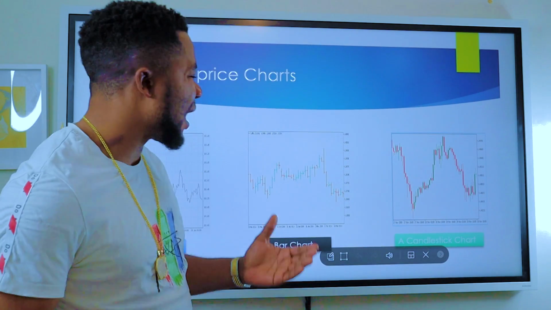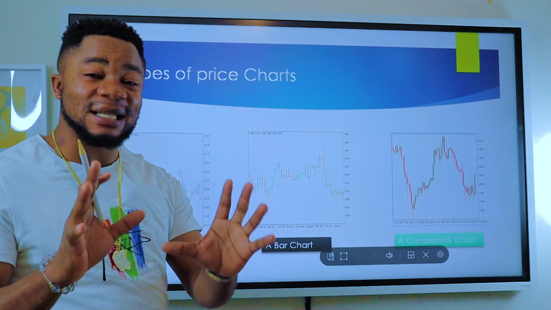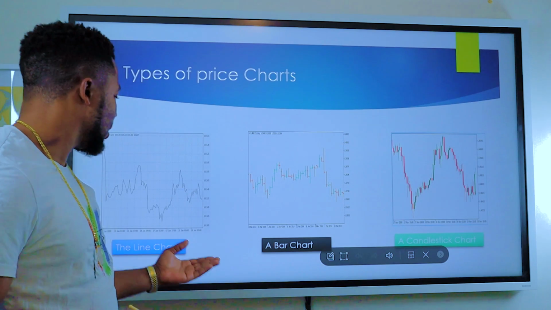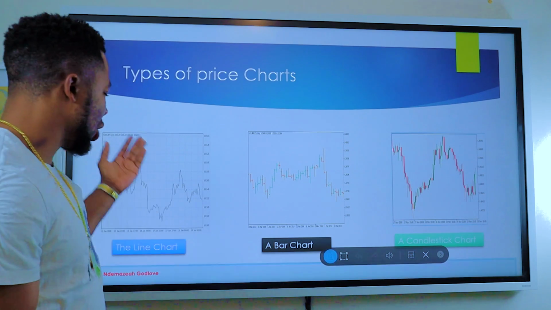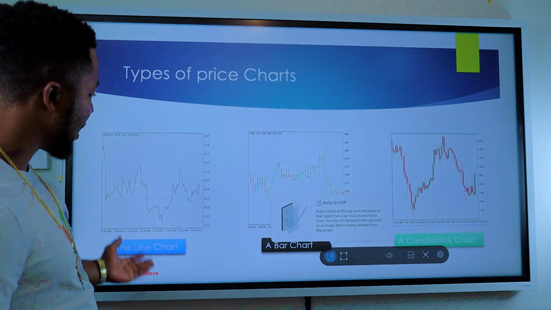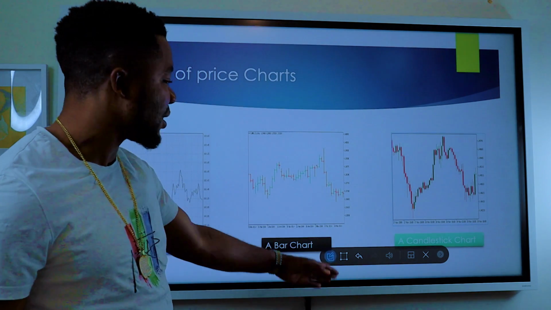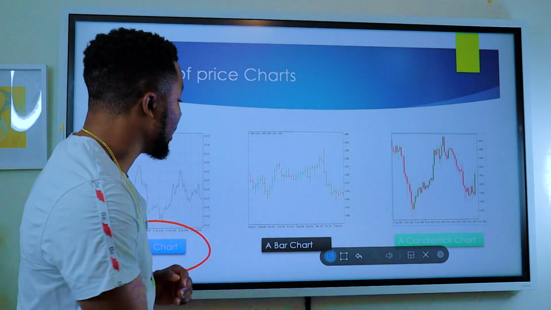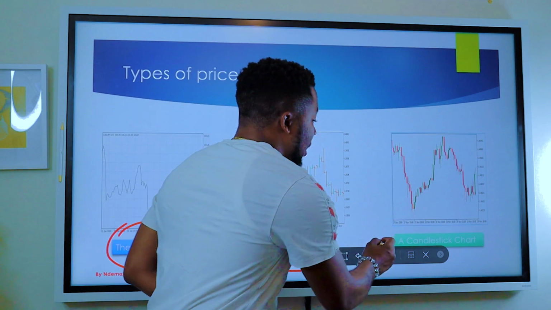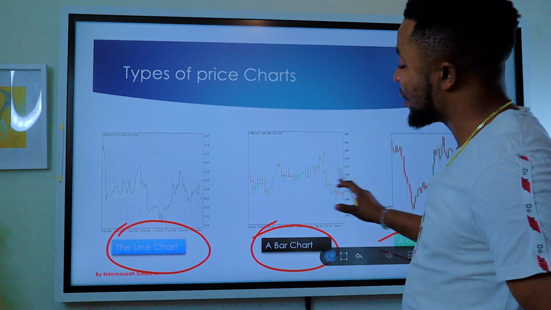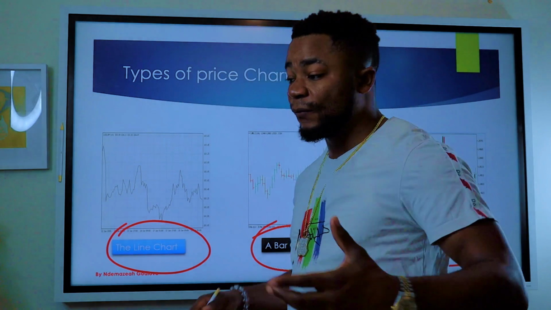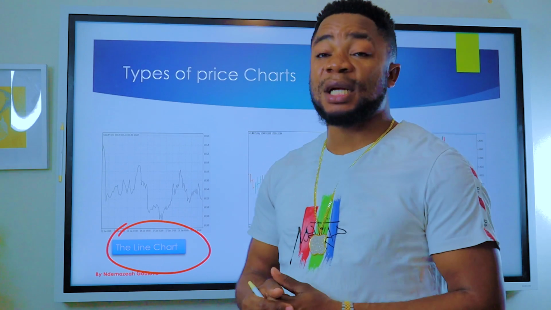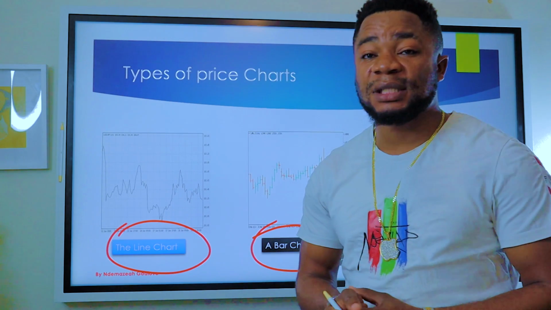But in Forex, we have three types of price chart. We have what we call the line chart. The line chart, as the name goes, is just a graphical representation. We also have a bar chart, and we have a candlestick chart. So those are the three types of chart we have. We'll go into detail as we move forward in the video, and I'll explain in detail what each of these charts represents.